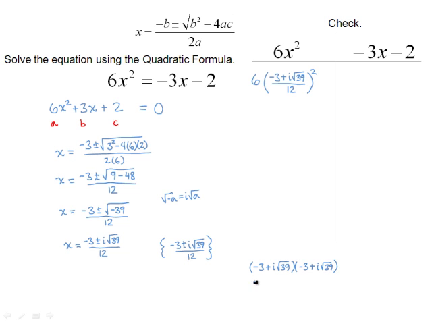Using the FOIL method, negative 3 times negative 3 is positive 9. Negative 3 times i root 39 would be negative 3i root 39. i root 39 times negative 3 would give us the same thing, negative 3 times i root 39. And finally, i square root 39 times i square root 39 would give us i squared times root 39 times root 39, which would be 39. I think we've done enough of these by now where you should be able to see that that's the case.